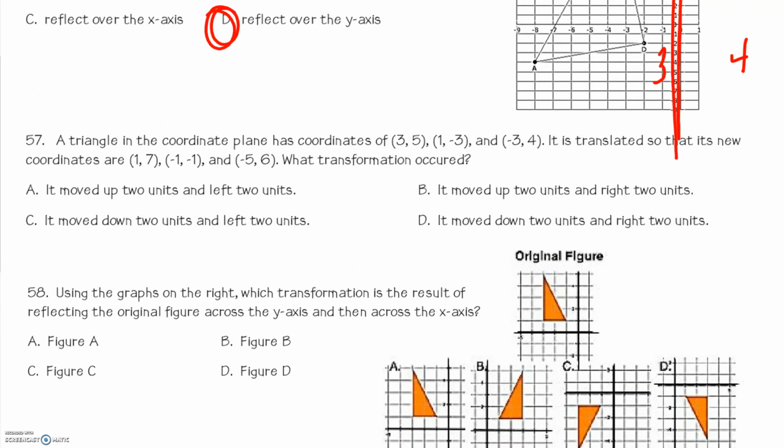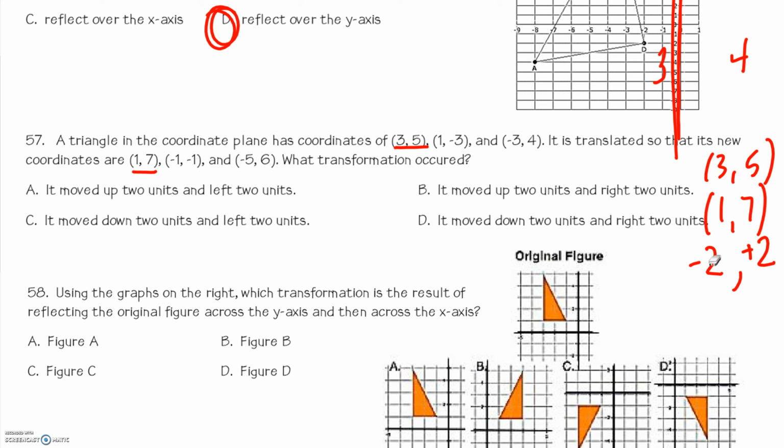57, a triangle in the coordinate plane has coordinates 3, 5, 1, -3, -3, 4. It's translated so that its new coordinates are 1, 7, -1, -1, -5, 6. So you could just compare. So 3, 5 is going to 1, 7. So how do I go from 3 to 1? That's -2. And how do I go from 5 to 7? That's +2. Okay. So if I were to represent that, the x is changed by -2.